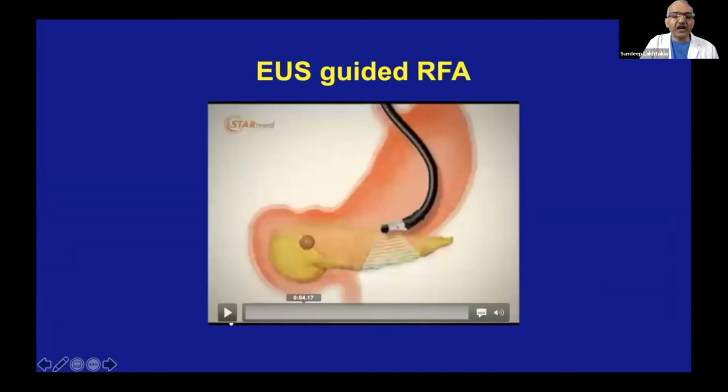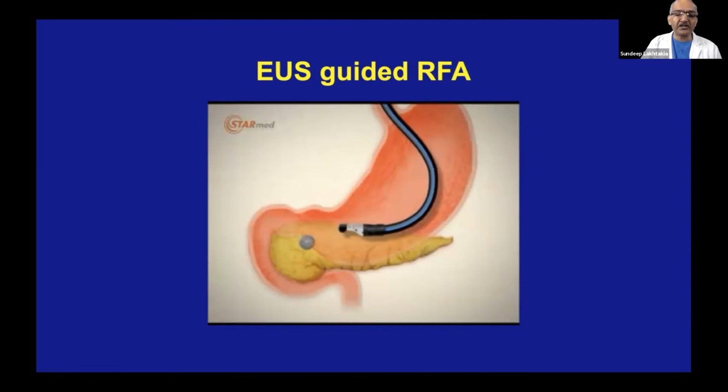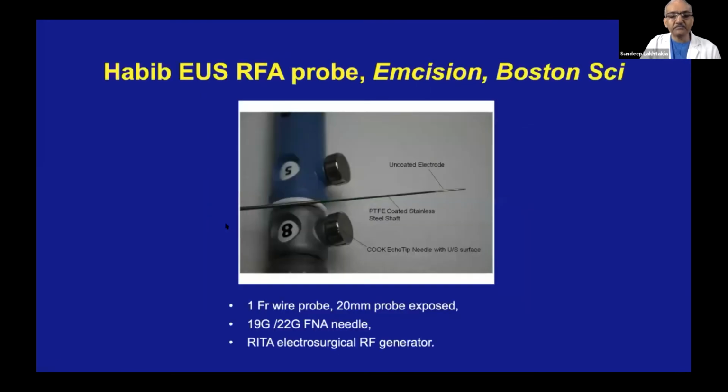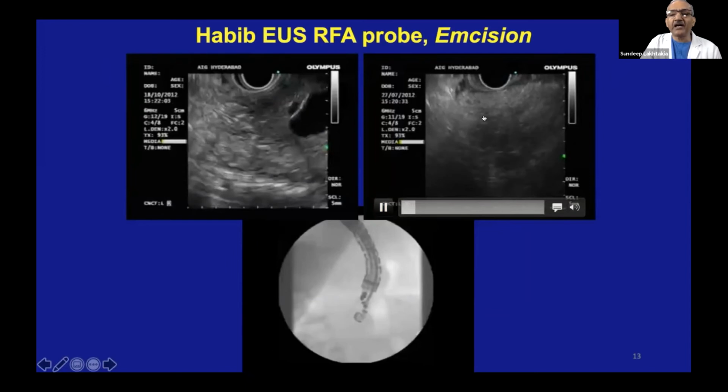I'll just run this cartoon movie here to show how it works. So use an EUS, locate the lesion, then pass this device through the accessory channel, enter the lesion. Mind you not to overshoot, just stay within, and then with a press of the pedal, the heat generated from the generator reaches the tip, and that ablates, which you can see real time on EUS. So this is the Habib probe, which I spoke about, and there is experience in the early part that we had, a solid tumor being burnt here.